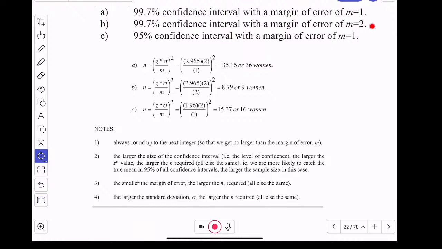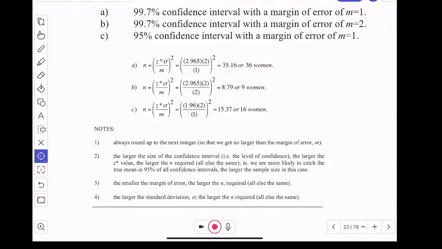Now, what if we're more relaxed about the margin of error? We allow for a larger margin of error. What happens? Look, I do the same formula. I'm just going to change this 1 to a 2. So I only need 9 women then. Okay, so the more relaxed, you don't have to sample as much. The more precision, you have to sample more.